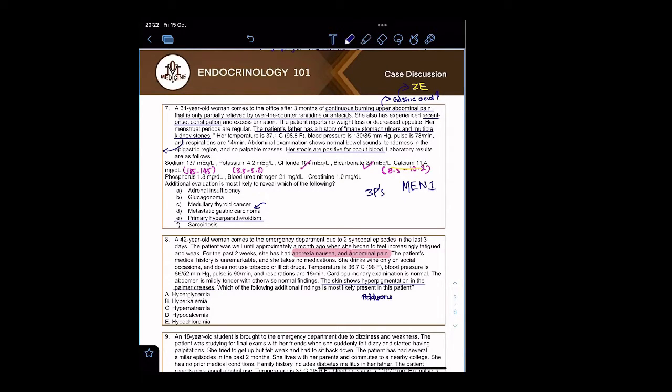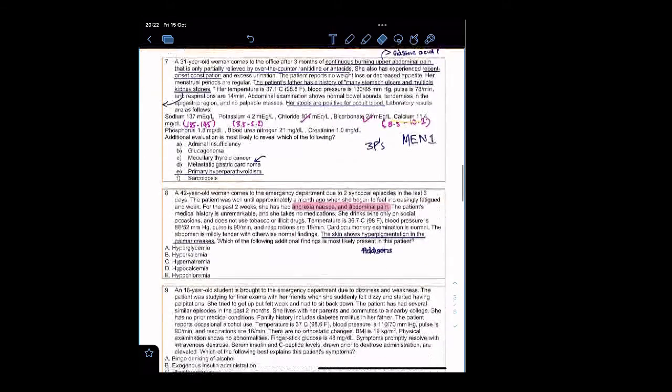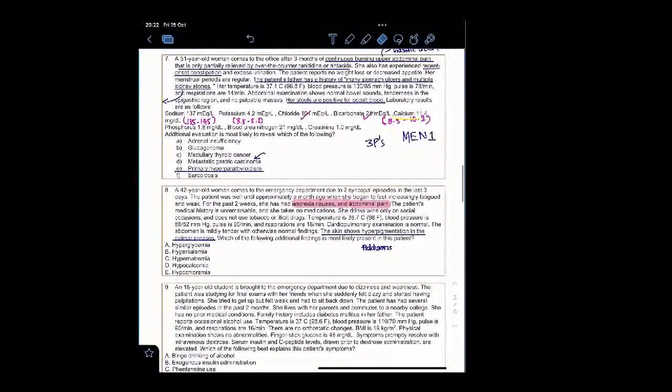Now, before we go and look at what happens in this case, before we read the case, let's take a look at what happens in Addison's. In Addison's, the entire adrenal gland is nuked. It's not working. So, zona glomerulosa, fasciculata, and the reticularis, they will be hypofunctioning.